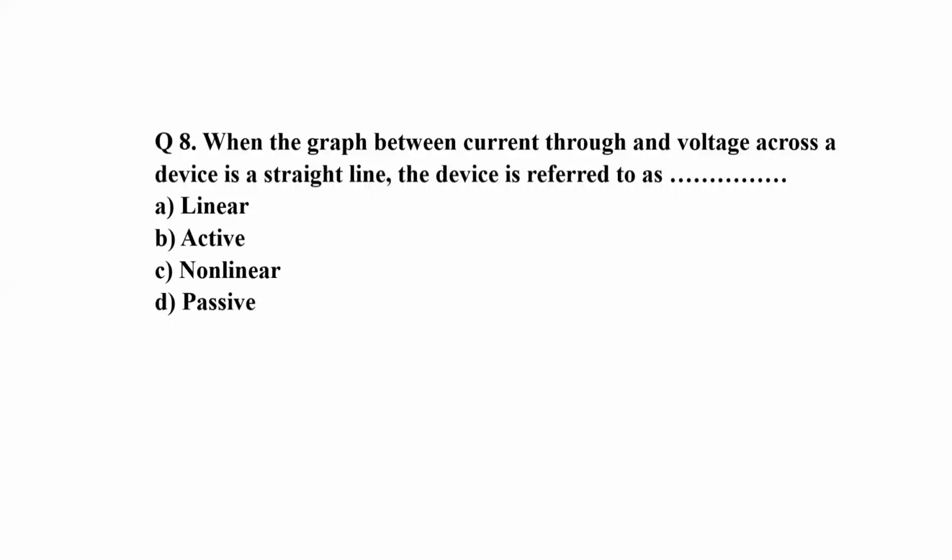Now in this question: the graph between the current through and the voltage across a device is a straight line. The device is referred to as. The question indicates that when the voltage increases, the current also increases in proportion. So definitely from the options, the answer must be linear.